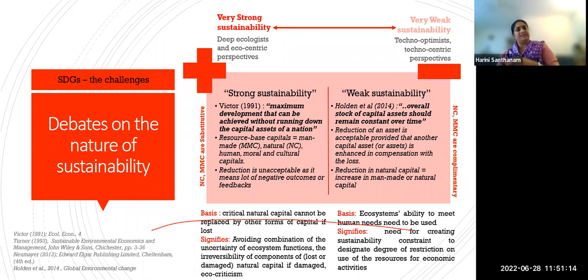This sort of understanding or theory is known as weak sustainability theory. So there are two ends to this debate on strong versus weak, which is on the nature of sustainability itself.